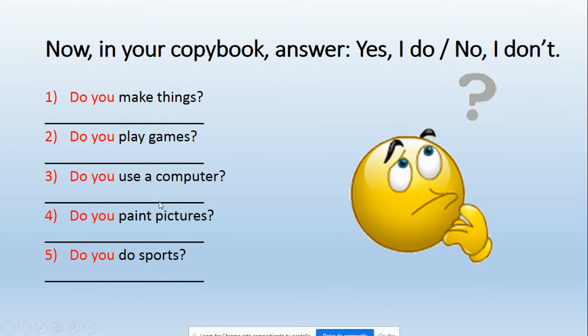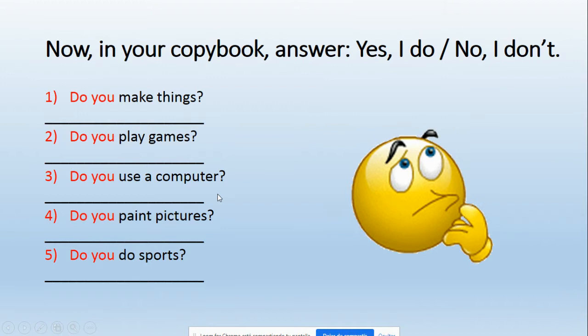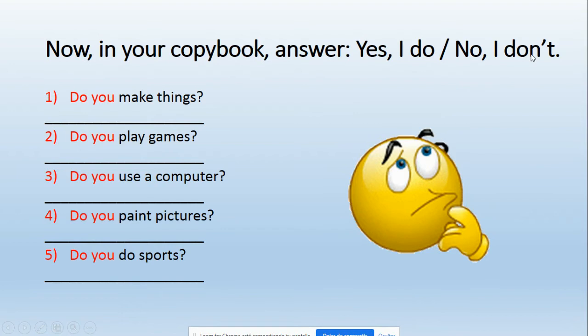So, question number one. Do you make things? You have to answer yes I do or no I don't. Number two. Do you play games? You have to answer yes I do or no I don't. Question number three. Do you use a computer? You have to answer yes I do or no I don't. Number four. Do you paint pictures? You have to answer yes I do or no I don't. And the last one, number five. Do you do sports? You have to answer yes I do or no I don't.